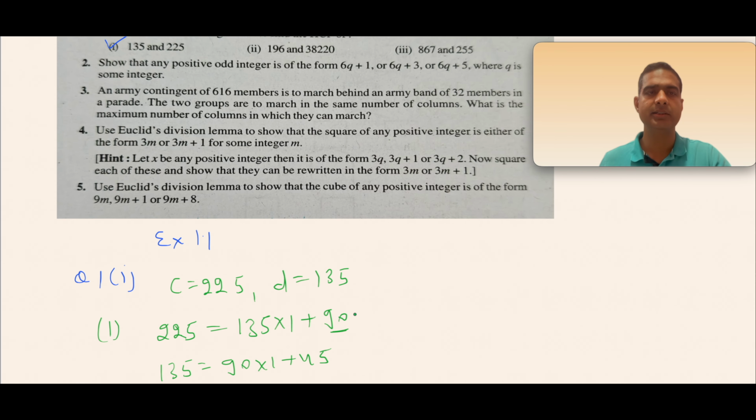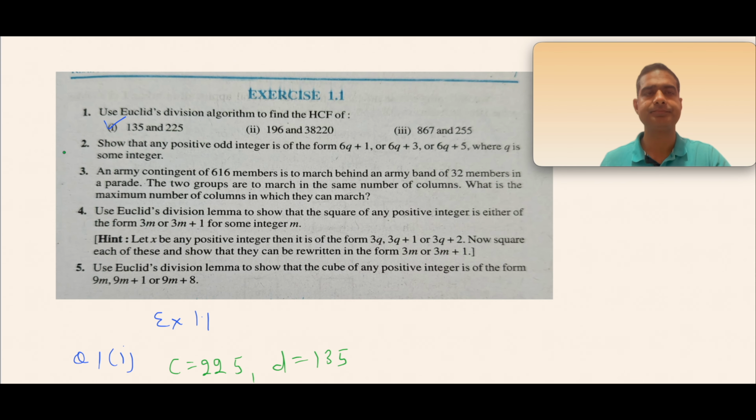Now let's see what the third question is. So we solved the second one also. An army contingent of 616 members is to march behind an army band of 32 members in a parade. So there are 32 members of the army band, and behind that there are 616 army persons who have to walk. The two groups are to march in the same number of columns.